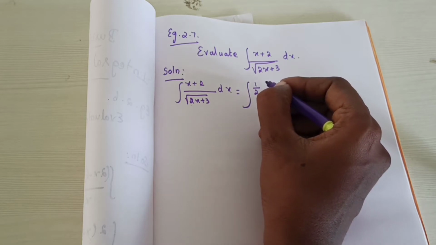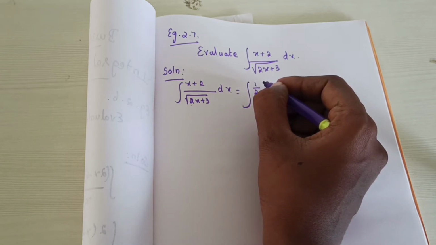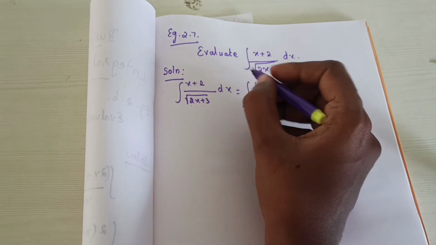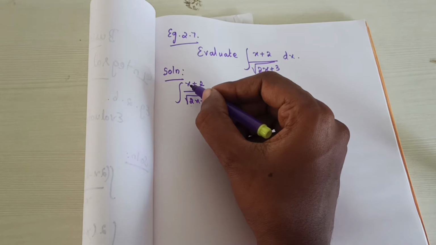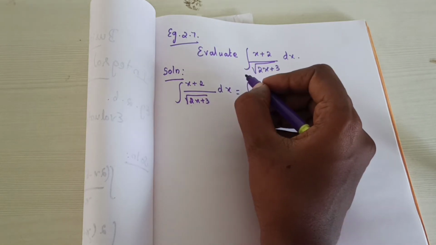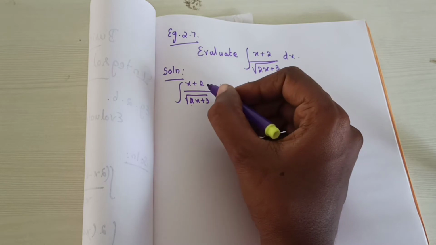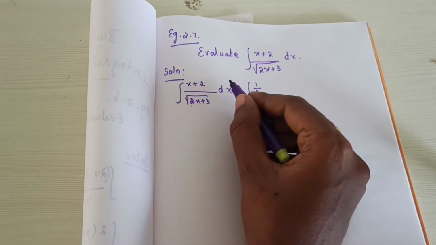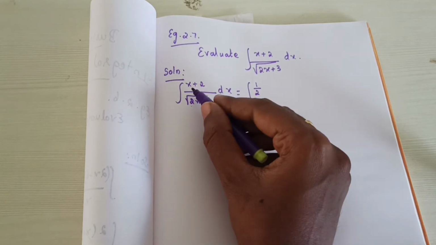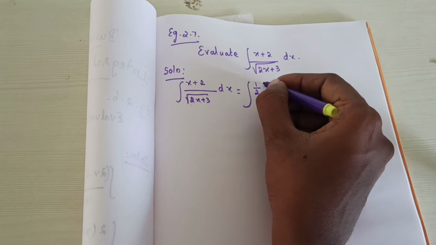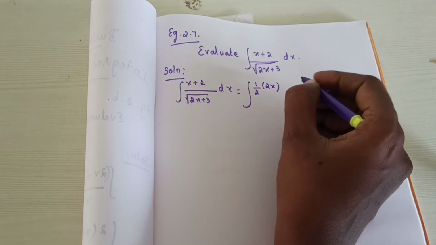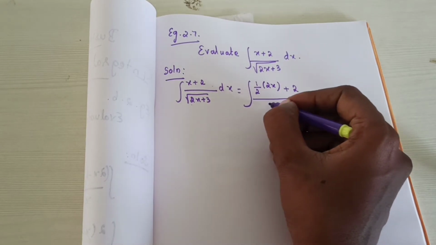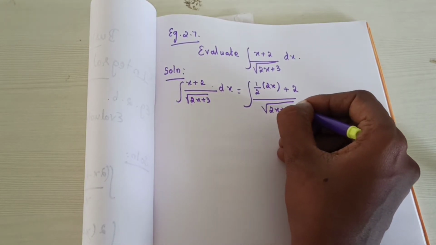Whenever you need to put in a number, we multiply and divide; otherwise we add and subtract. Here I need to make this x coefficient 2. If we multiply by 2 it becomes 2x, but here you need to multiply and divide by the 2. So I divided, and now I am multiplying by this 2x. Then 1 plus 2 is already there, and the denominator is as it is, the square root of 2x plus 3 dx.